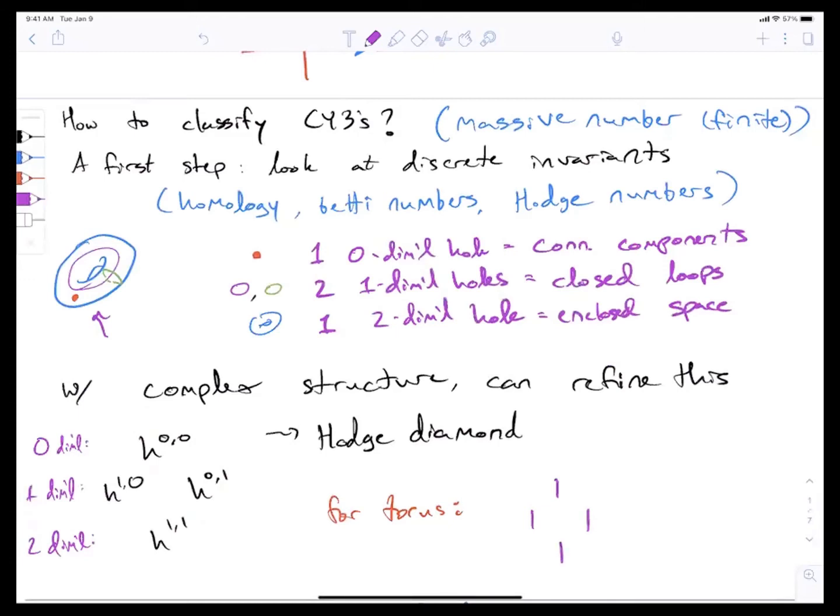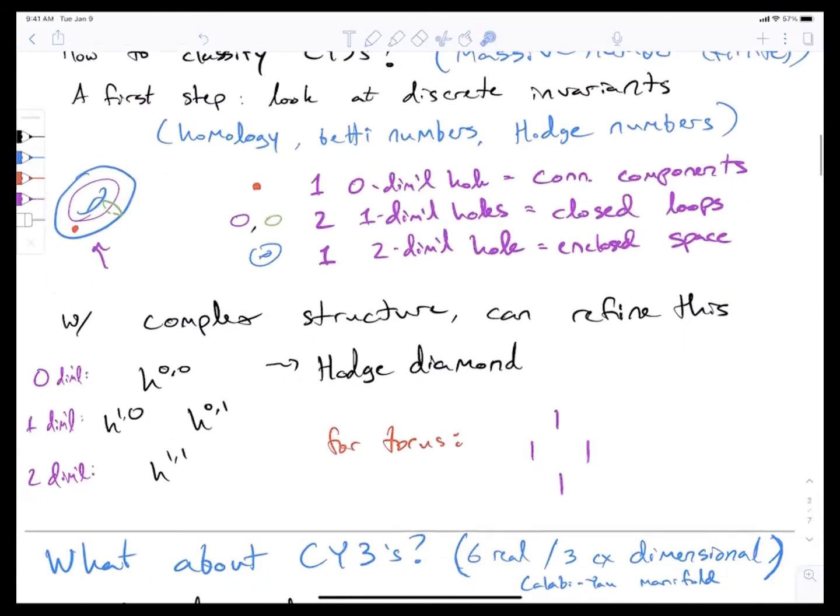the row is the dimension of the hole. So the zeroth row is this. The second row is the two one-dimensional holes. The third row is the two-dimensional hole. And you can do this for any manifold, and this is some way of organizing some discrete data. And so for the rest of the talk, I'm going to look at this kind of discrete data for three-dimensional Calabi-Yau manifolds. So what about in 3 dimensions?